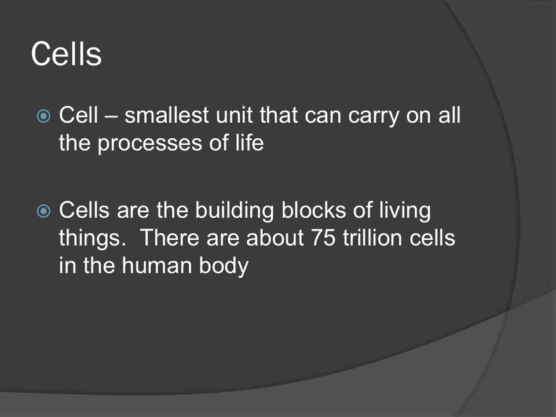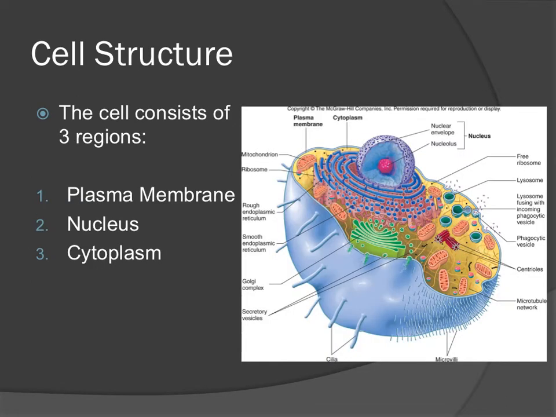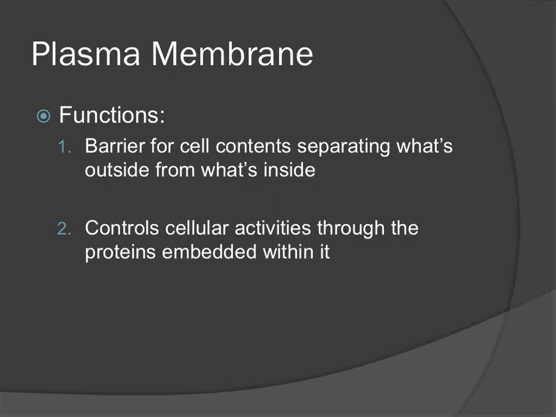So cells are the smallest unit that can carry on all life processes, and they are the building blocks of all living things. So they're very, very important, and we have trillions, approximately 75 trillion cells just in our human body. So the cell structure consists of three main regions: the plasma membrane, the nucleus, and the cytoplasm. So we're going to dive into each of these separately. So let's start with the plasma membrane.